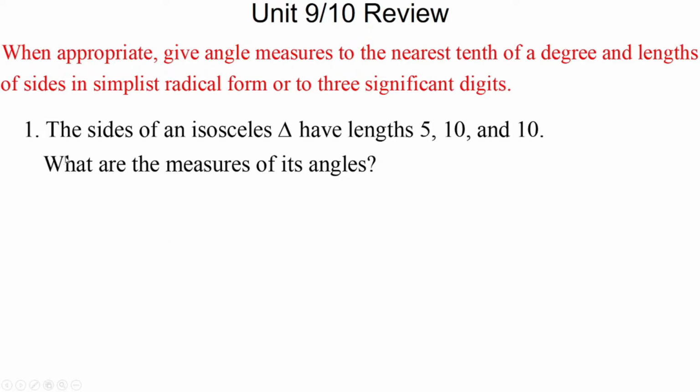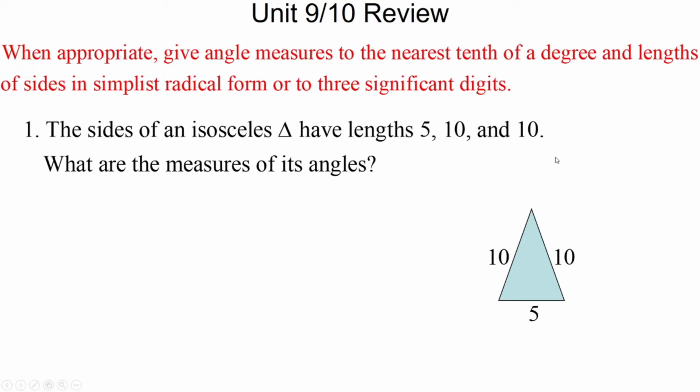Number 1, the sides of an isosceles triangle have lengths 5, 10, and 10. So the first thing I would do is draw a diagram, and I'm just going to draw an isosceles triangle. It's not to scale or anything, but rough it out and then let's label. So it looks like the base would be the 5, and then the 2 congruent legs would be 10s. So there's my diagram right there. Not perfect, but it'll get the job done.